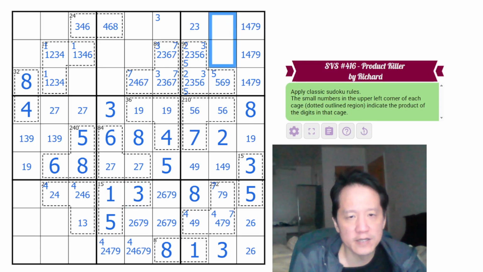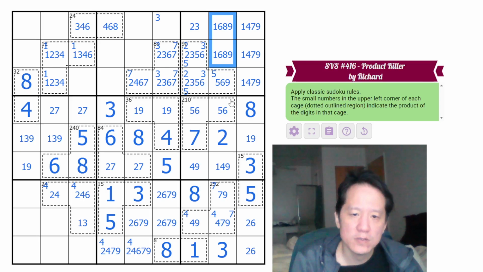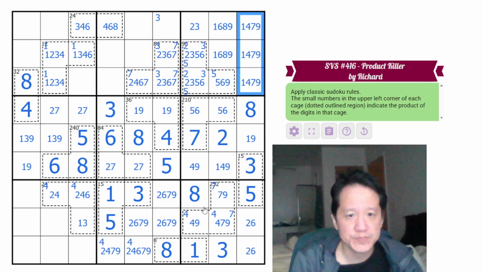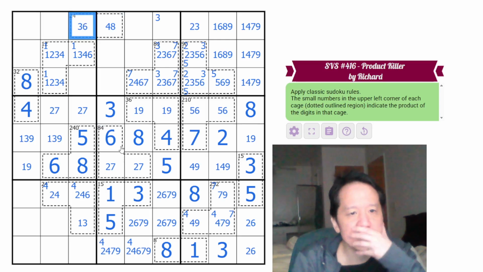One of these is an 8. We also have a possibility of 1, 6, or 9 here, because both 4 and 7 are here. This can't be 6. So since this can't be 6, this can't be 4 because it needs to multiply to 24. So this is 3 or 6.